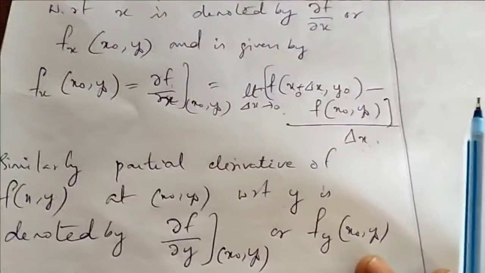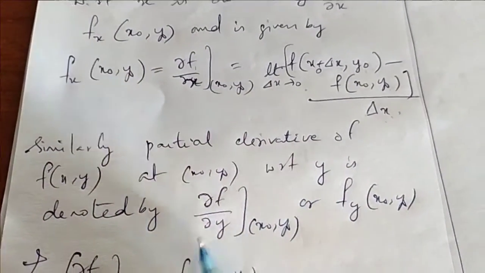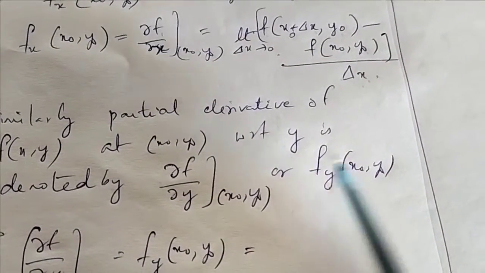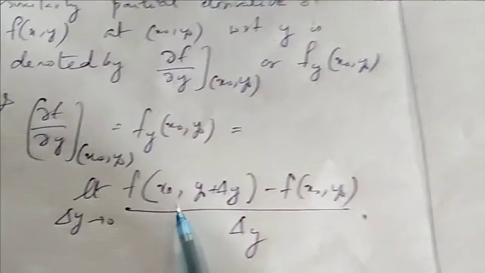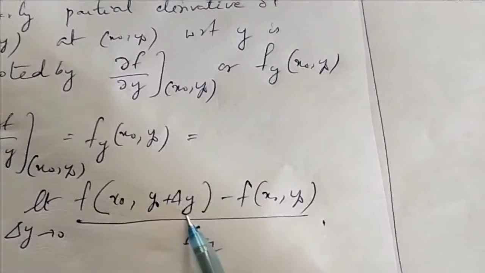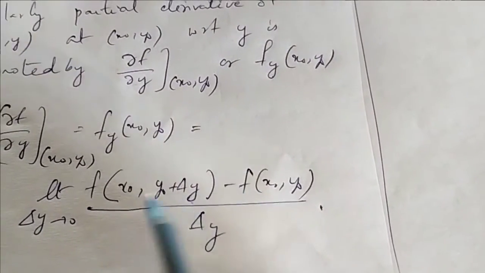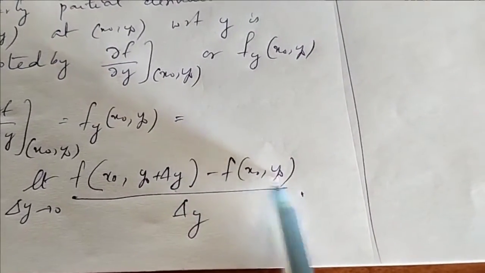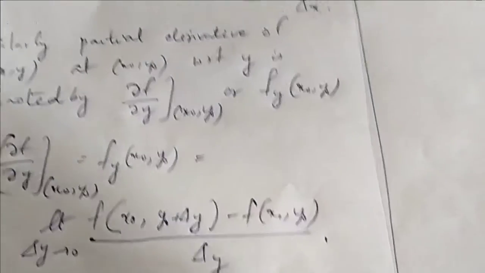Only x changes. Similarly, the partial derivative of f of xy at x0, y0 with respect to y is dou f by dou y at x0, y0, or we write f suffix y, fy at x0, y0, and it is equal to limit delta y tends to 0 of f of x0 comma y0 plus delta y minus f of x0, y0, divided by delta y. So here also x0 is the coordinate that is not changing, the y coordinate is changing, y0 plus delta y minus y0, divided by delta y. So here also x will not change, but y changes. That is the derivative with respect to y.